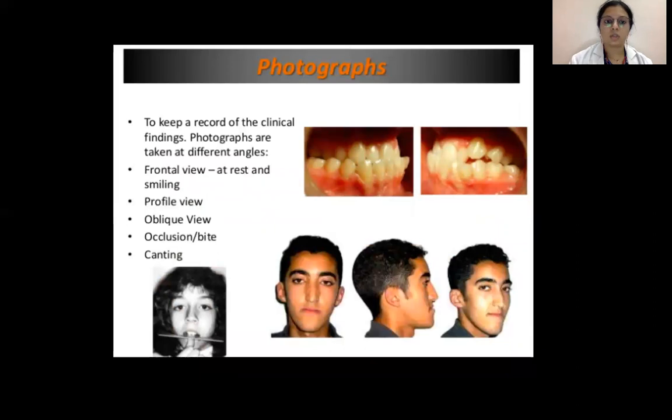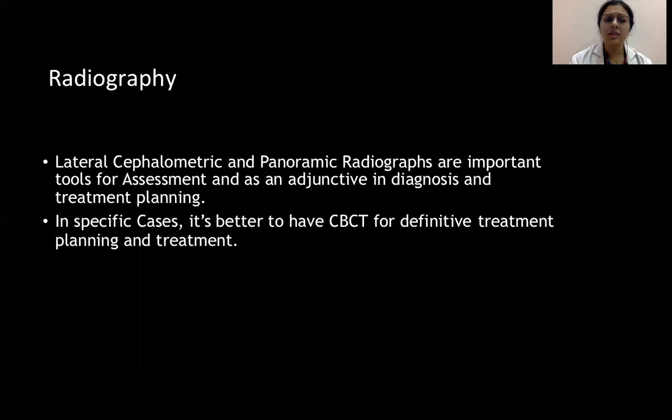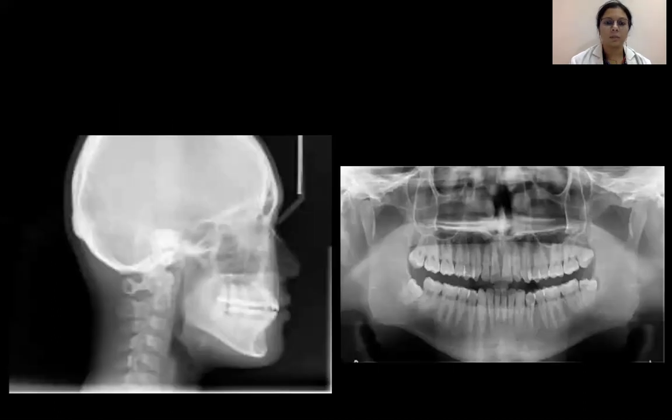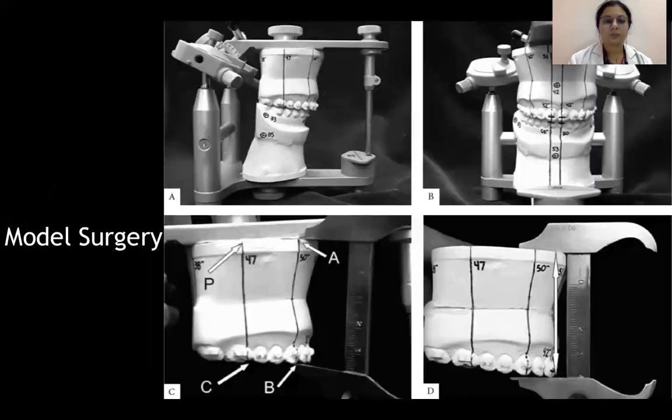Photographs have to be taken to keep a record of the clinical findings. Different angulations have to be used in order to take the photographs: frontal view, profile view, oblique view, occlusion or bite, canting. Next is the radiography. Lateral cephalometric and panoramic radiographs are important tools for the assessment and as an adjunctive in diagnosis and treatment planning. In specific cases, it's better to have CBCT for definitive treatment planning and treatment. These are some examples of the radiographs.